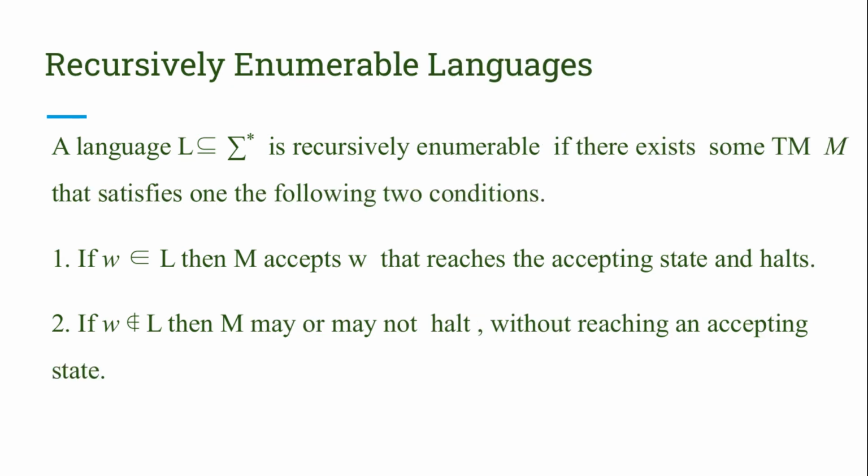Recursively enumerable languages. A language L, which is a subset of Σ*, is said to be recursively enumerable if there exists a Turing machine M that satisfies one of these two conditions. Either the Turing machine accepts the string or it rejects the string. So if the string w, which is an element of L, is accepted by the Turing machine, then it reaches the accepting state and halts. If the Turing machine does not accept that string, it may or may not halt without reaching the accepting state, and then that string is not an element of that language L.